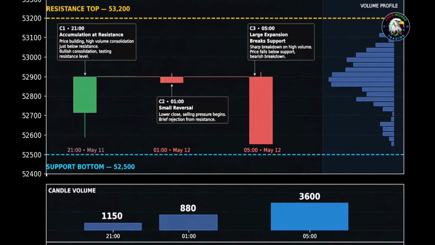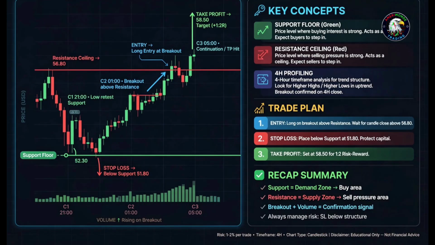Don't trade support and resistance alone. Don't trade C1, C2, C3 alone. Combine them. This is how you stop getting trapped. Let's recap your complete trade plan. Support floor at 52.30 is your demand zone, your buy area. Resistance ceiling at 56.80 is your supply zone, your sell area. 4H profiling structure. C1 at 21 o'clock low retest support. C2 at 1 o'clock breakout above resistance. C3 at 5 o'clock continuation.